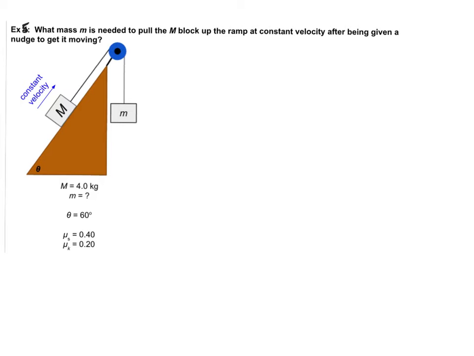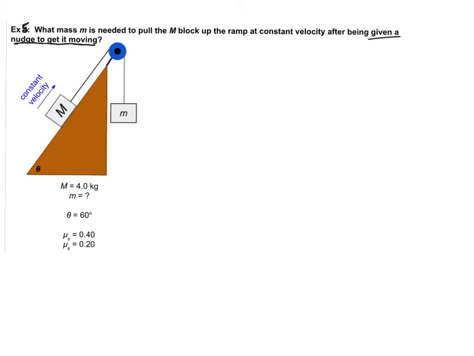Assuming that we give it a little bit of a nudge to get it moving in the first place. I had to add that to the question just so we don't have to deal with static friction. Okay, we give it a nudge, break the static friction, and then let the lowercase m do all the work, trying to pull this up at a constant velocity.